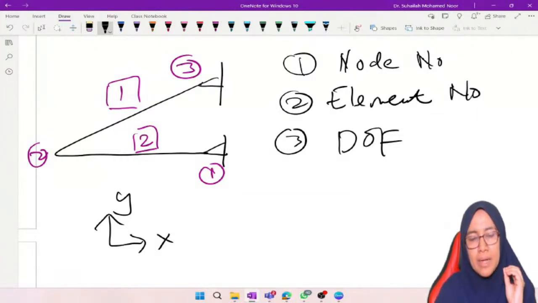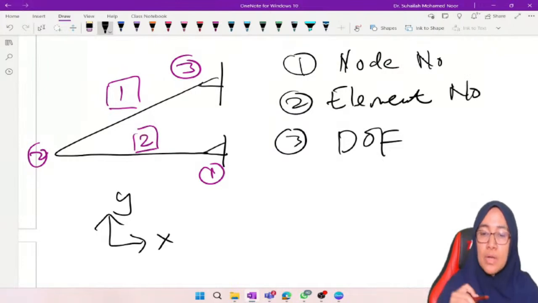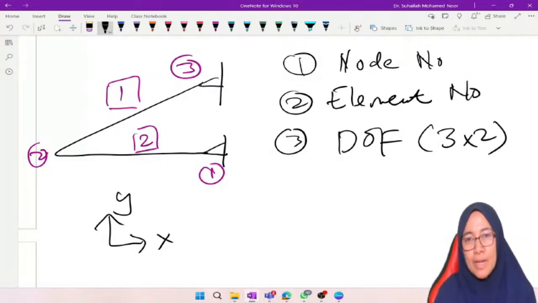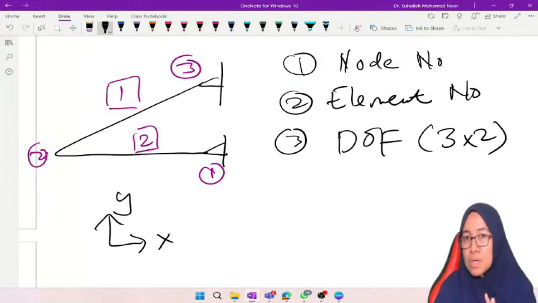Node number 1 has X and Y. Node number 2 has X and Y. Node number 3 has X and Y. So in total, the degree of freedom for this truss is 3 times 2, which is 6. There are 6 degrees of freedom. However, this 6 degrees of freedom, we have to divide into 2.